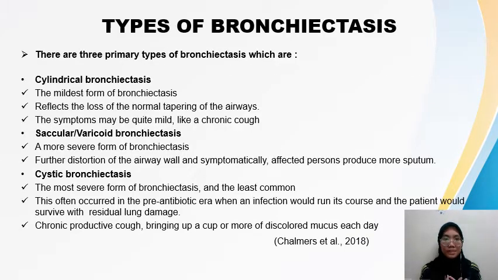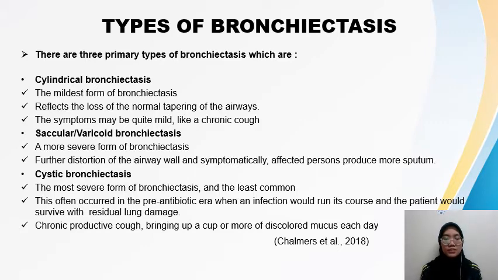There are three main types of bronchiectasis, which are cylindrical bronchiectasis, saccular or varicose bronchiectasis, and cystic bronchiectasis. The first one, cylindrical bronchiectasis, is the mildest form of bronchiectasis. It reflects the loss of the normal tapering of the airways, and the symptoms may be quite mild, like a chronic cough. The second one, saccular or varicose bronchiectasis, is a more severe form of bronchiectasis. It causes further distortion of the airway wall, and symptomatically affected persons will produce more sputum.